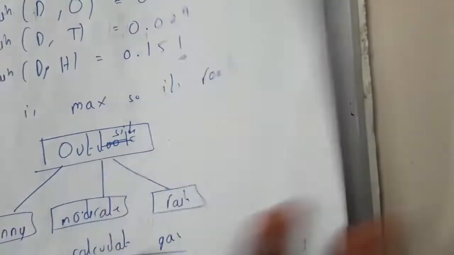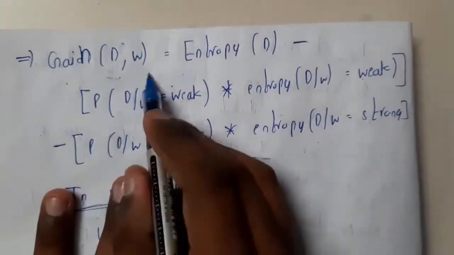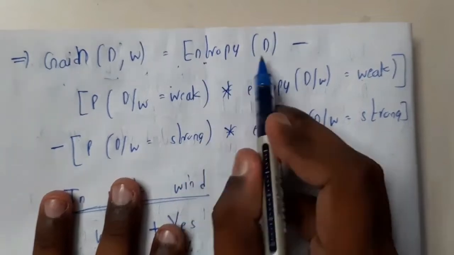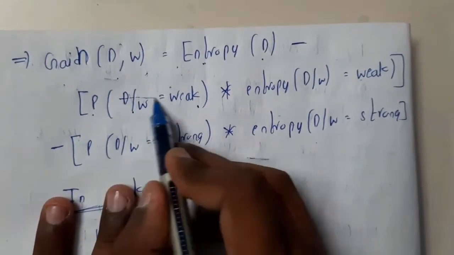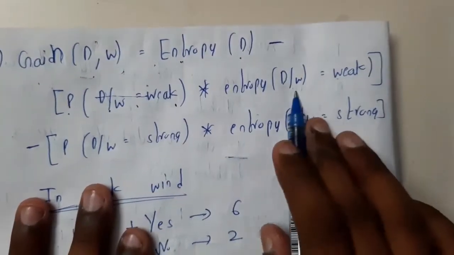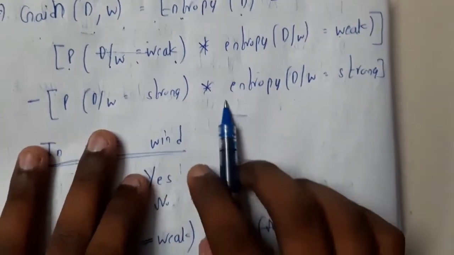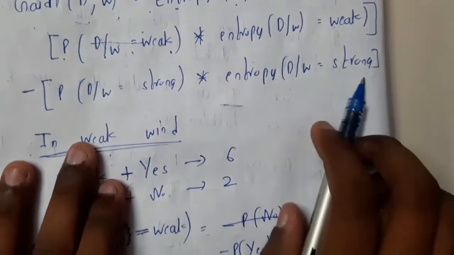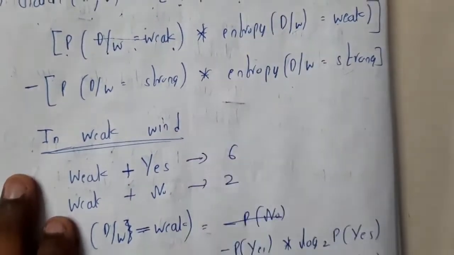So basically we are having two entities, right? So write the formula in terms of weak and strong. So gain of D comma W is equals to entropy D minus probability of D by W equals weak, you can write directly weak also, it's fine, into entropy of D by W equal to weak, minus probability of D by W equals strong into entropy of D by W equal to strong.